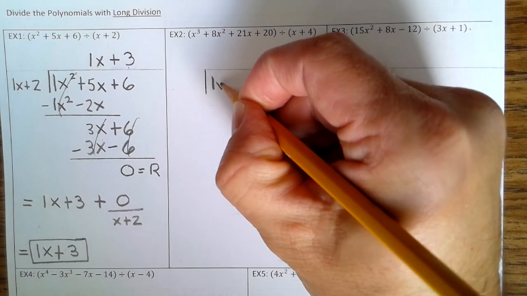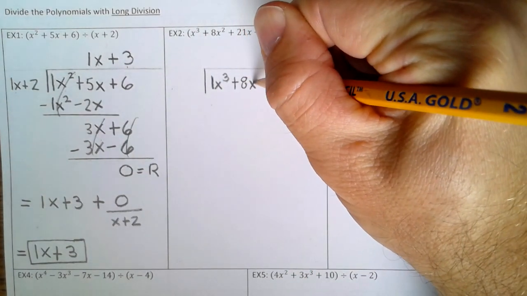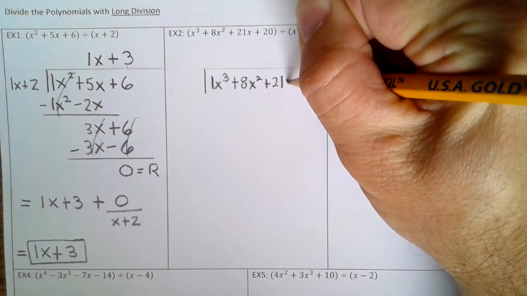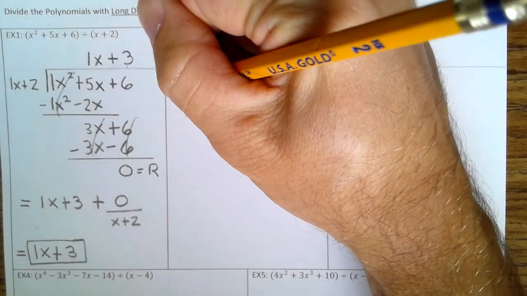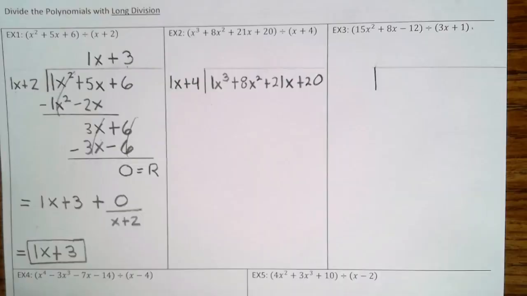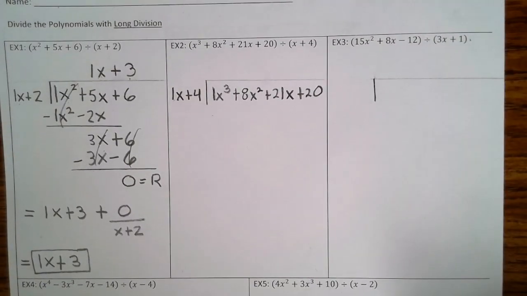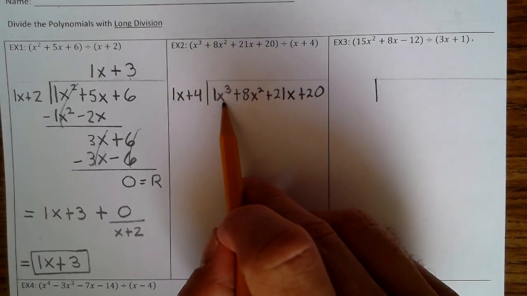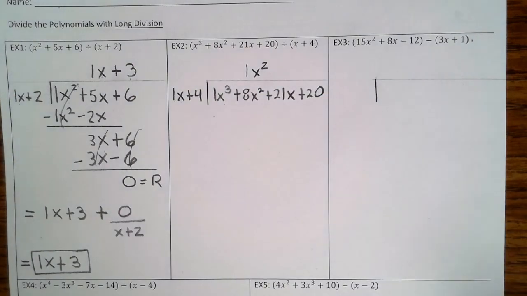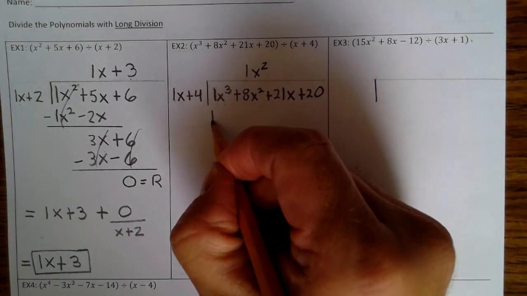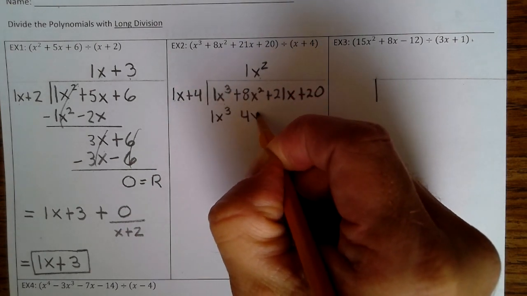So 1x cubed plus 8x squared plus 21x plus 20 divided by 1x plus 4. Okay, now you ask yourself, what do you multiply 1x by to give you 1x cubed? And the answer to that is 1x squared. Now we multiply. 1x squared times 1x is 1x cubed. 1x squared times 4 is 4x squared.